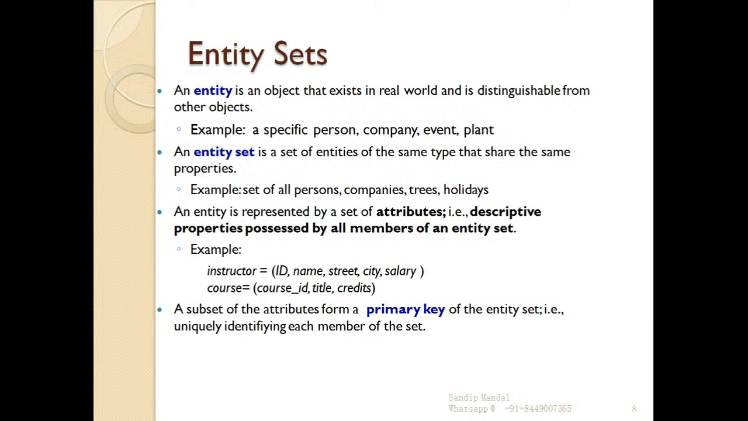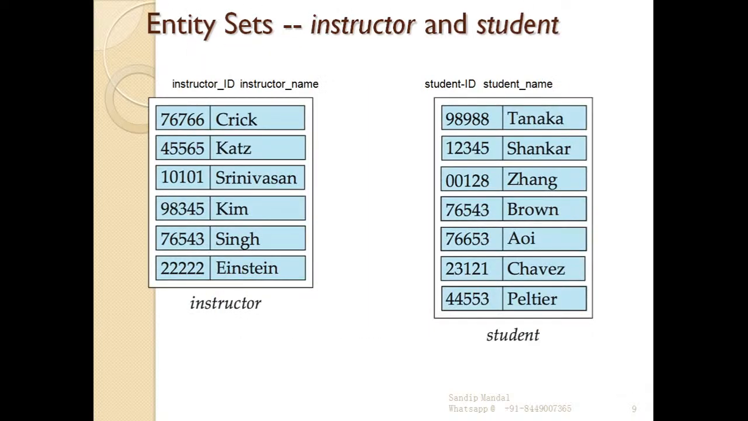Next we go to a relationship. Here the example is: the first one is the instructor, the second one is the student. In the instructor database, two columns are there: one is instructor ID and the second is instructor name. Likewise in the student database, student ID is there and student name is there.